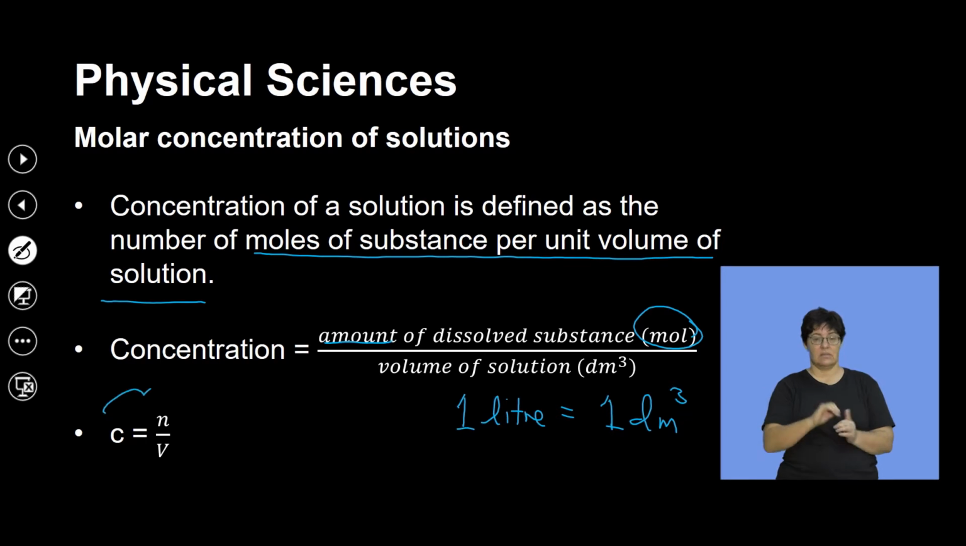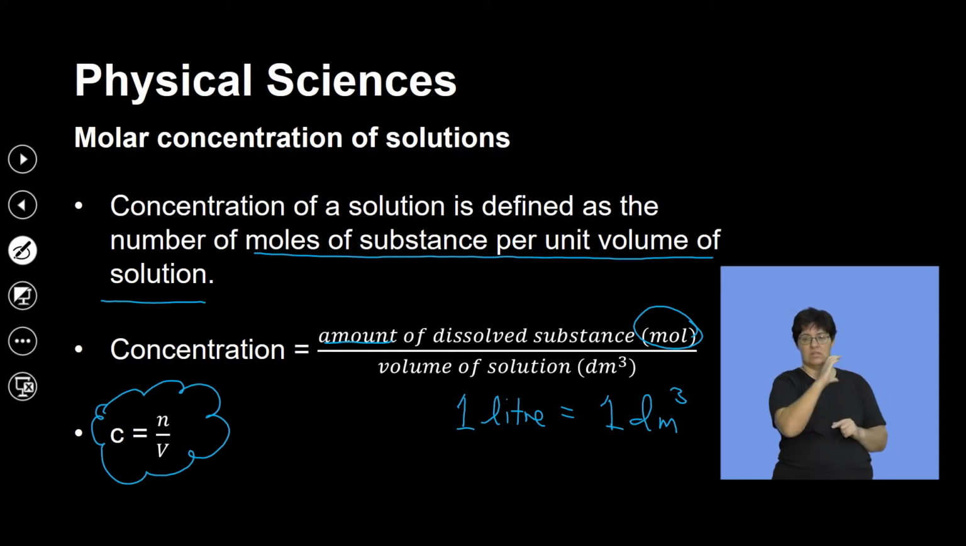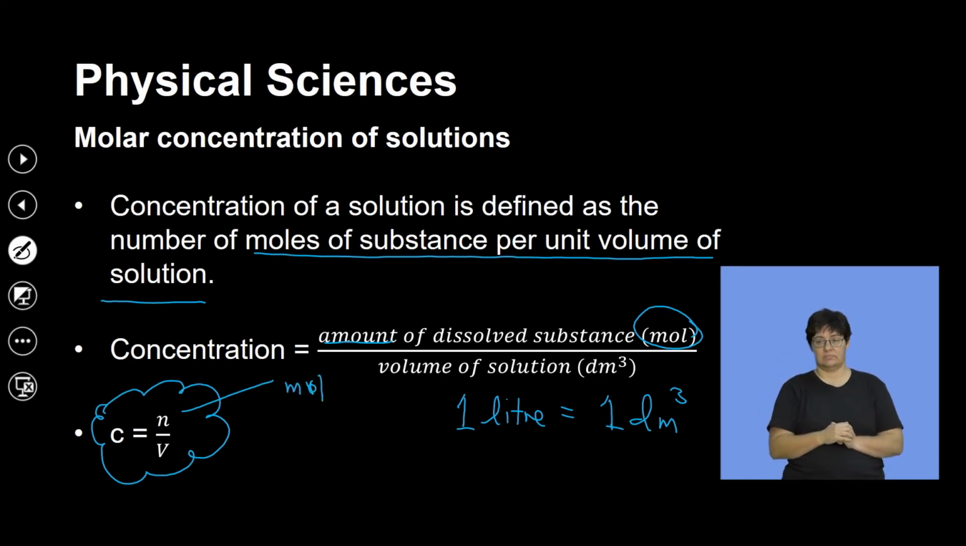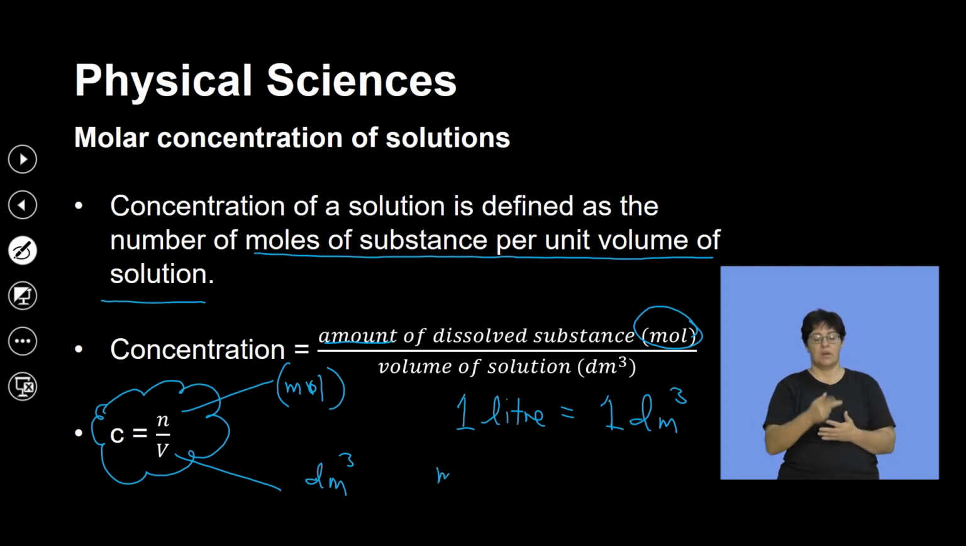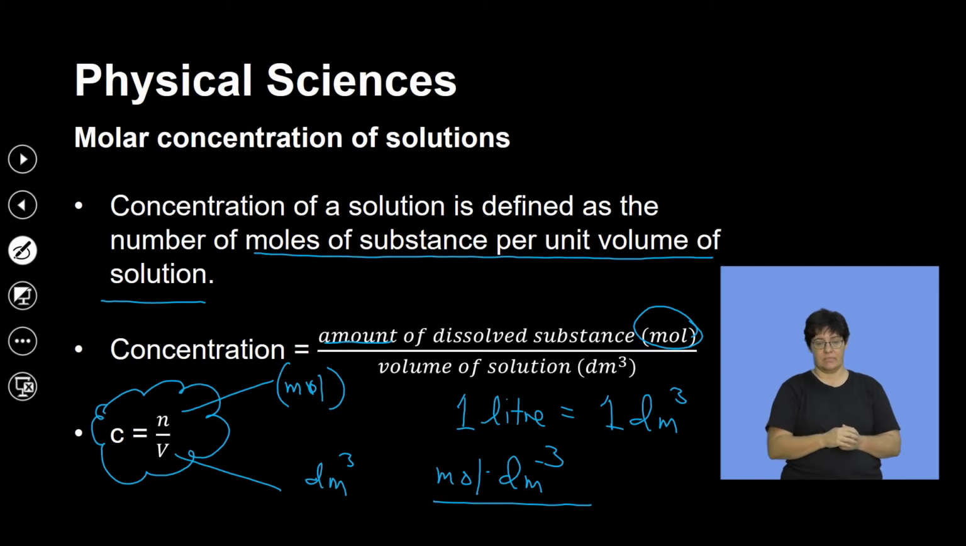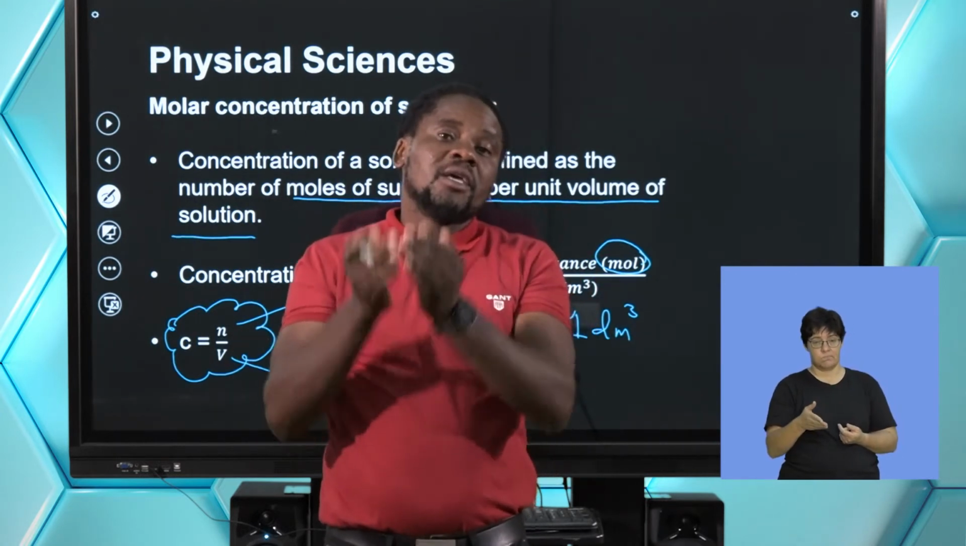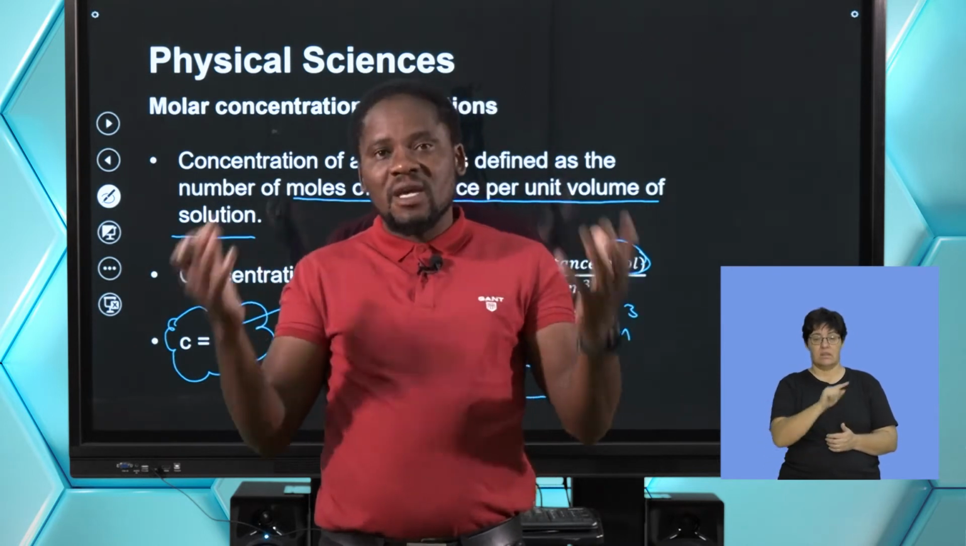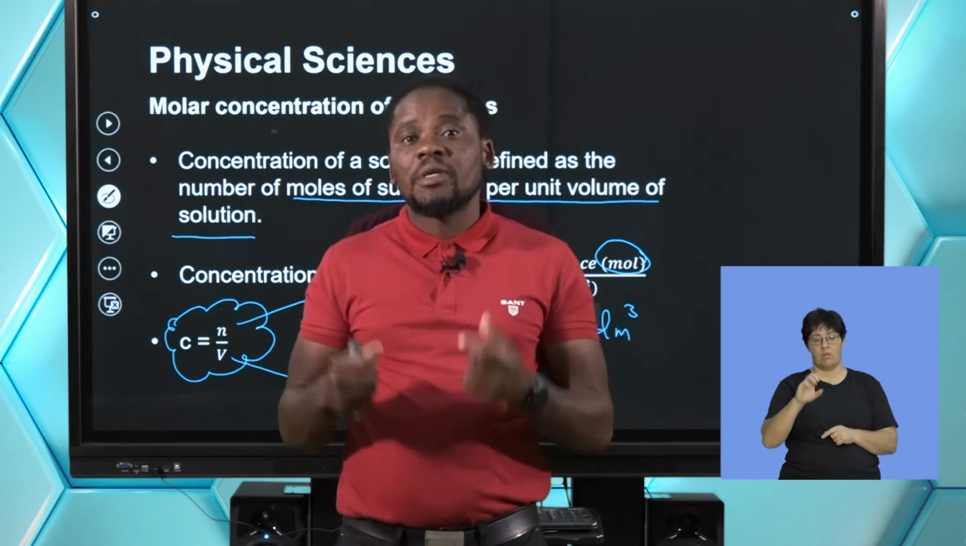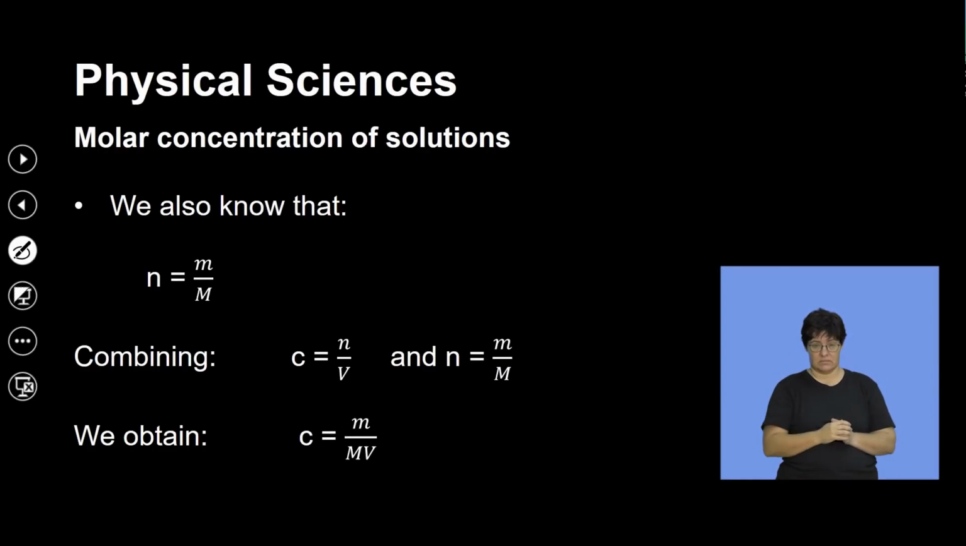Mathematically, in your data sheet, this is the formula you need to familiarize yourself with as far as concentration is concerned. C is concentration, this is the moles of substance, and that's the volume in cubic decimeters. So the SI unit of concentration of any solution will be mole per cubic decimeter, okay? Remember, the mole is the amount of substance or solute that is present per unit volume of solution. Hence, the SI unit of concentration is mole per cubic decimeter. That's what we want to understand.